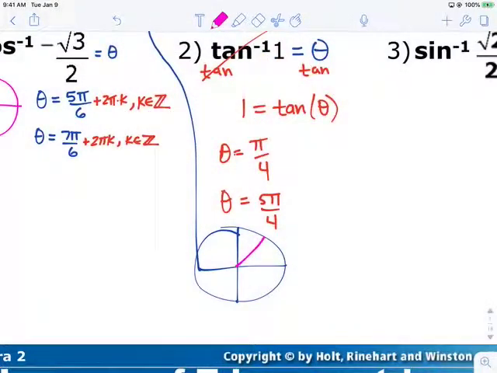Pi over 4 is right here. 5 pi over 4 is right here. Now, the x and y values for both of those are what? For pi over 4, it's square root of 2 over 2, square root of 2 over 2. Over here, it's the same values, but just negative.